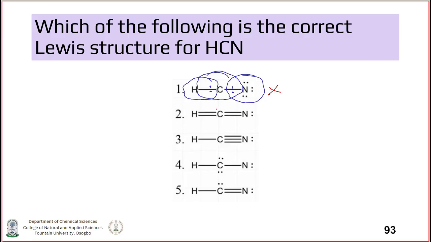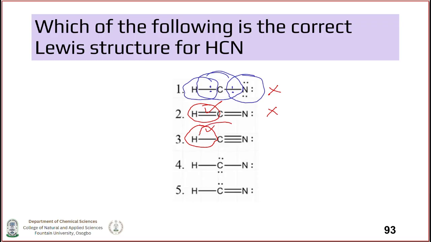So let's look at this one. Of course, we'll see this does not make sense because hydrogen cannot have a double bond around it. If you count like this, there's a double bond around this hydrogen. So this one is wrong already. This is not the correct Lewis structure.